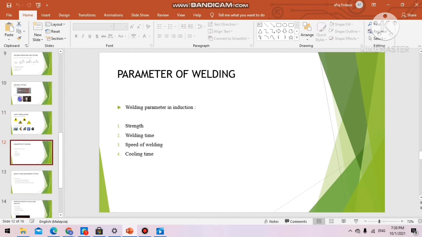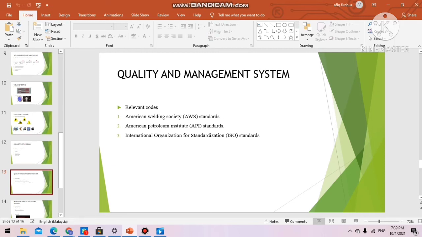For the welding parameters in induction welding, they are strength, welding time, speed of welding, and cooling time. For the quality and management system, the relevant codes used for induction welding are, first, the American Welding Society AWS standard. The second is the American Petroleum Institute API standard. And the third one is the International Organization for Standardization ISO standard.